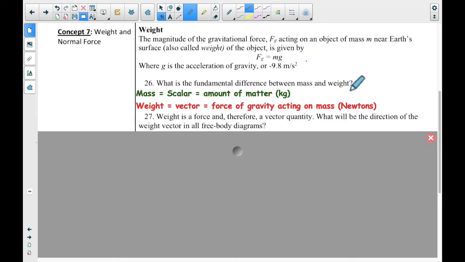So when we talk about weight, of course, there are two concepts. There's one of weight and one of mass. And one of the main differences is that mass is a scalar quantity. It's how much matter something has. It's measured in kilograms. Whereas weight is a vector quantity. It's the force of gravity acting on the mass, and is measured in newtons. So just keep in mind that mass is a scalar and weight is a vector. Weight is affected by how much gravity there is. So if you're on a different planet and there's different gravity, you'll have a different weight, whereas the mass does not change regardless of where it is.